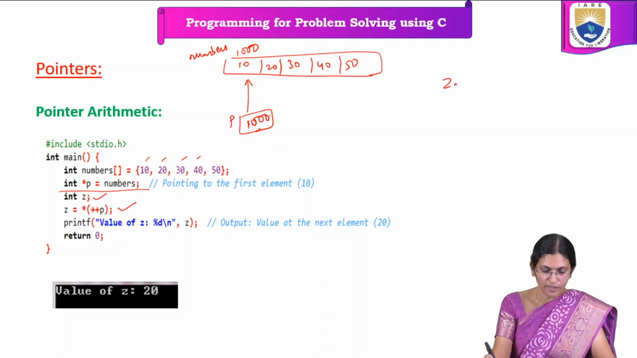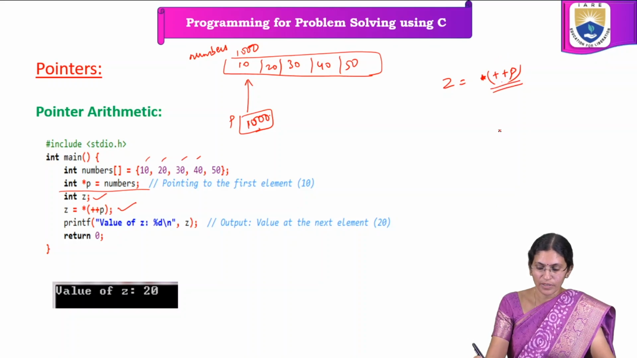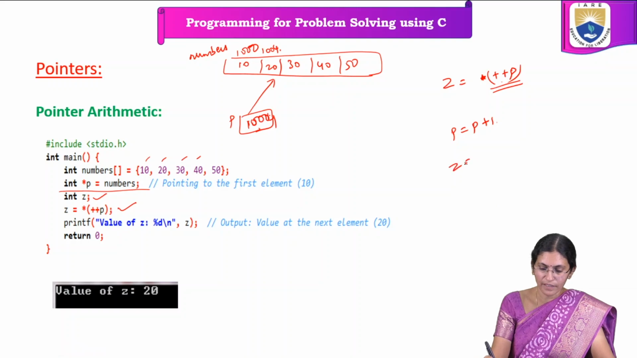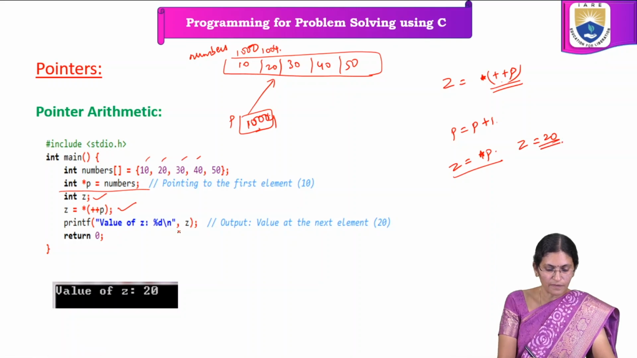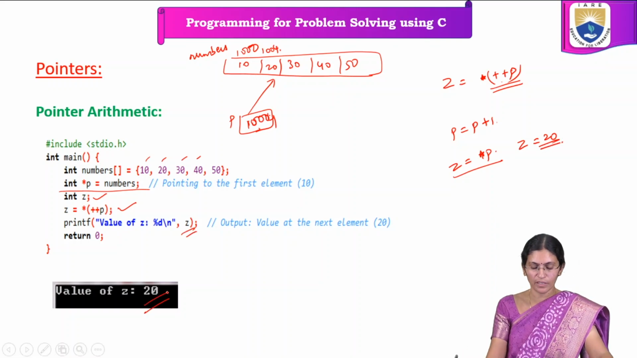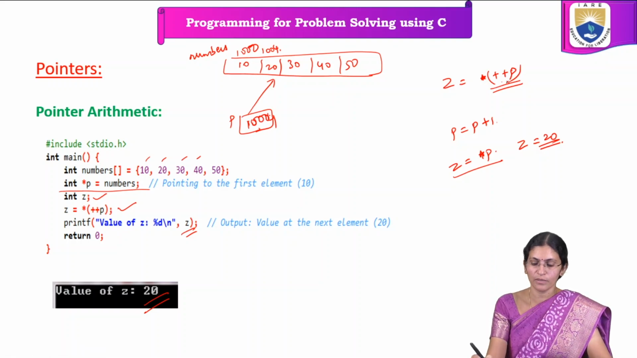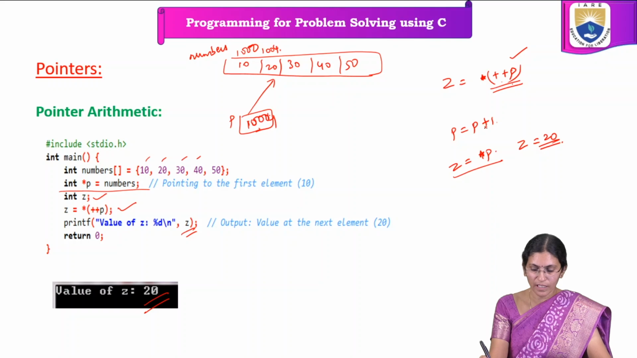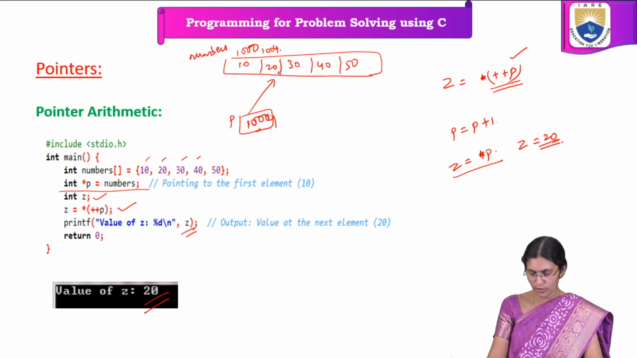Now we are performing this statement: z is equal to star plus plus p. First, the p value is incremented by 1, p is equal to p plus 1. So p plus 1 means now it will point to the next element, whose address is 1004. After that, z is equal to star p, so whatever value p is pointing to is assigned to z. So now z is equal to 20. If you print the value of z, you will get 20. So star plus plus p means first the pointer is incremented by 1, and then whatever value the pointer is pointing to is assigned to the variable z.